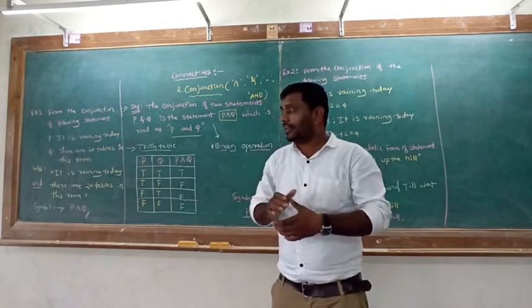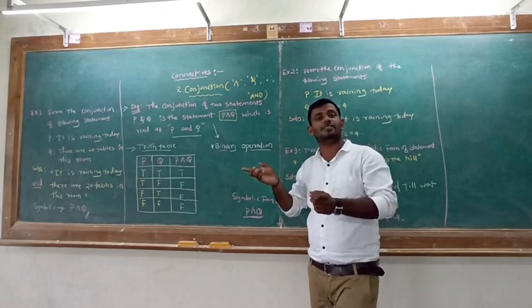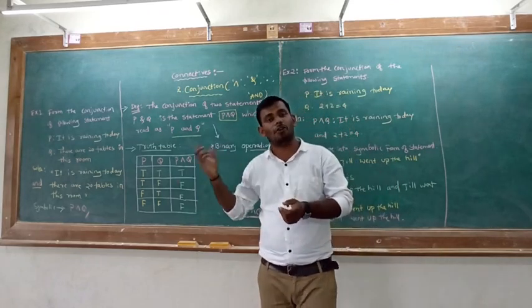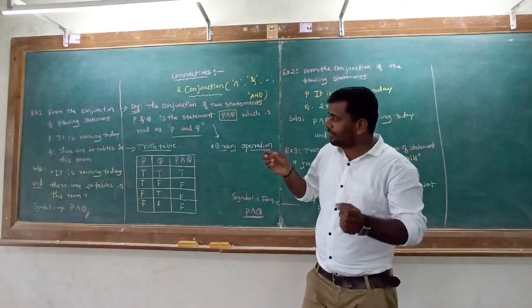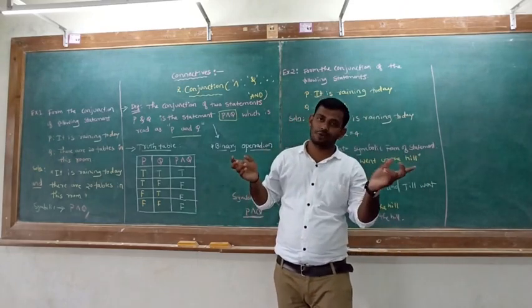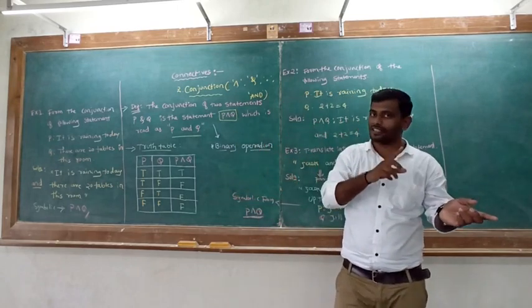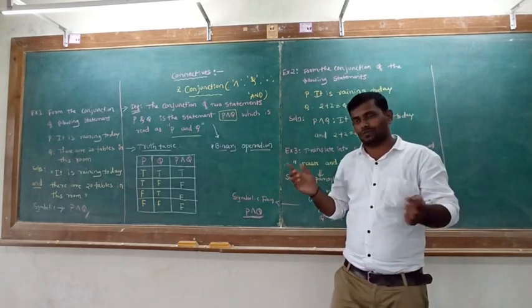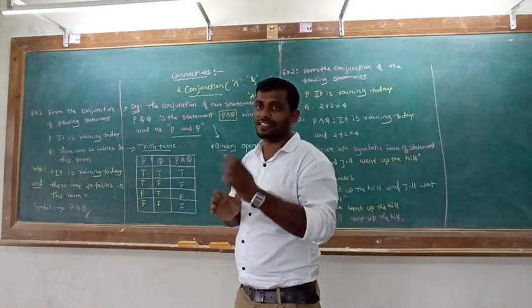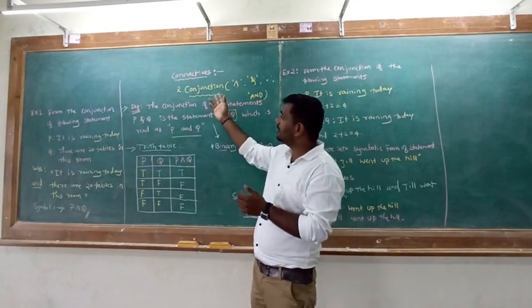If the particular statement's value is true, then the negation of that statement is false. If the statement's value is false, then the negation of that statement will be true. That is, if true, the negation of that statement is false; if false, the negation of that statement will be true. So this is negation, the first type of connectives. Next, the second type, that is conjunction.